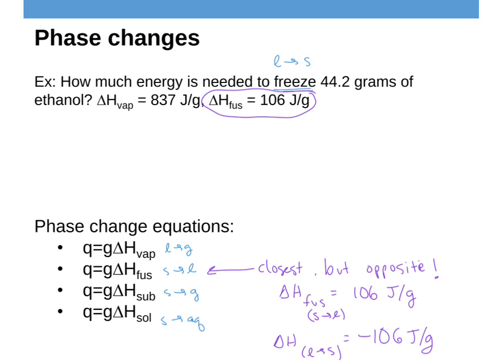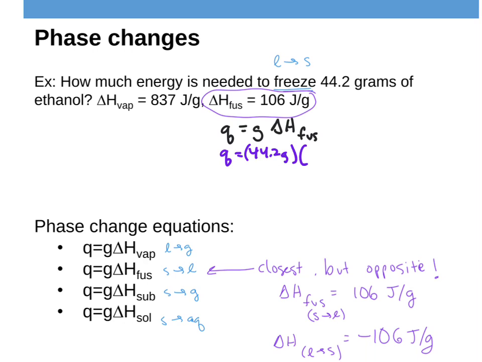And I'm going to use the same equation here, right? Again, these are in joules per gram, so I'm going to use grams. So Q equals g delta H of fusion. And I'm going to be mindful now that my Q equals, okay, my grams is 44.2.